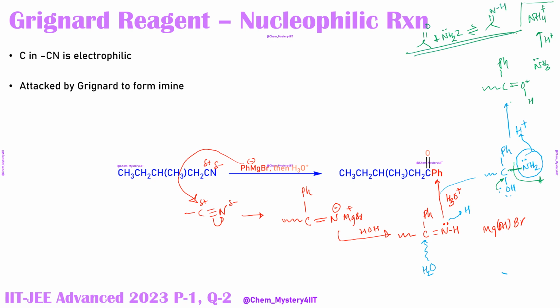In this equilibrium now, using a large excess of water and H plus ions, we will be converting these things into the aldehydes and ketones rather than going in the reverse direction. That was part 1 of step number 1.